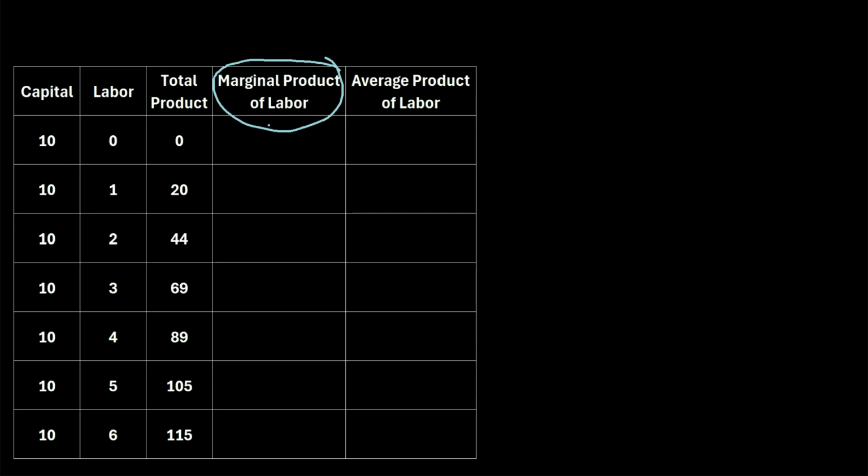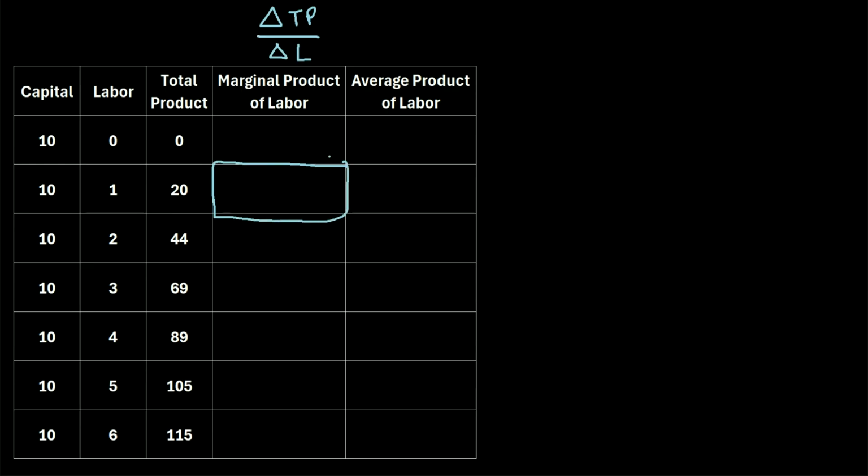What that tells us is, as we hire each additional employee, what is the change in our total product? So the formula to find the marginal product of labor is simply the change in the total product, this triangle indicates change, divided by the change in the labor. So for example, let's consider this first box right here. When we go from 0 workers to 1 worker, we see that our total product changed from 0 units to 20 units. So to calculate the marginal product of labor, we take the new total product, 20, minus the old total product, 0, so 20 minus 0, divided by the change in the labor.